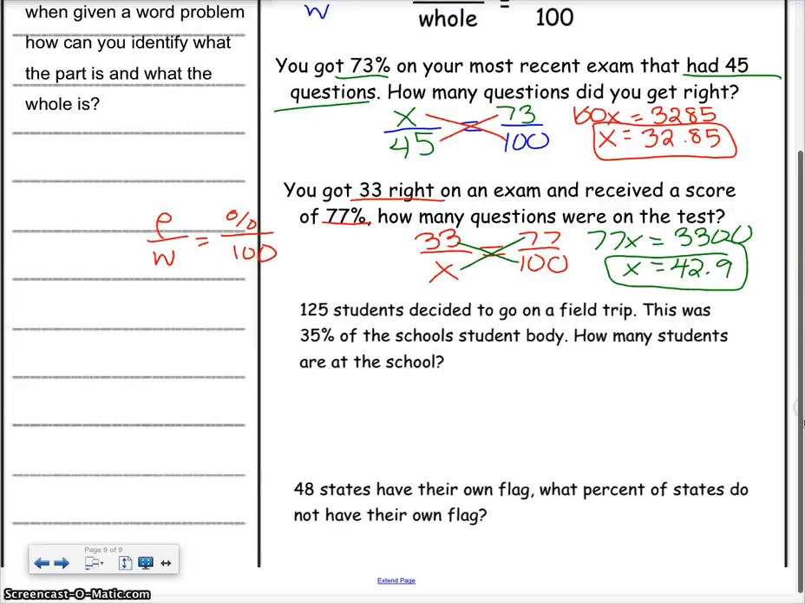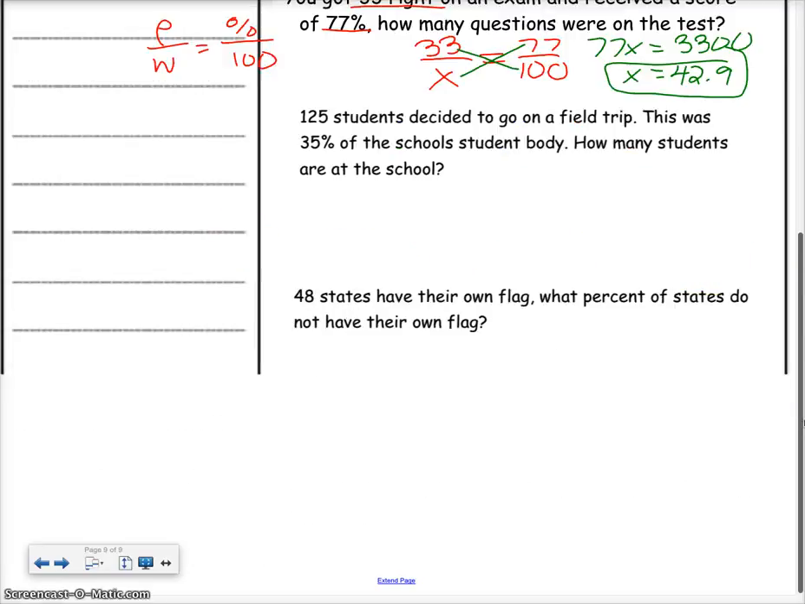Okay. Next one, 125 students decide to go on a field trip. This was 35% of the school student body. How many are at the school? Well, I see the percent, so go ahead and put the 100 on the bottom right, and then fill in what you can. I see the number 125 and 35%. So the 35, I always fill in the percent pretty much right away because that's easy. And then it's to identify what this number is. Is 125, did all of the students go or part of the students go? Part. So that would go on the top. I'm looking for the whole.